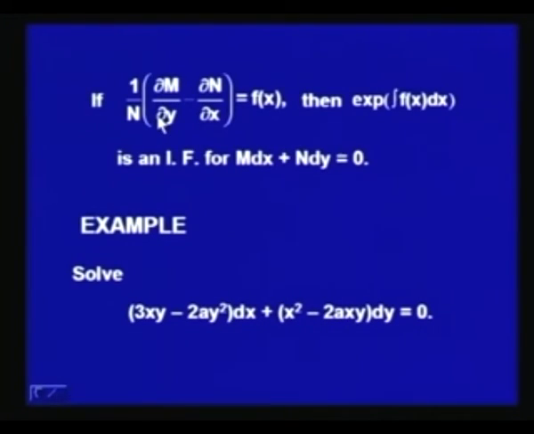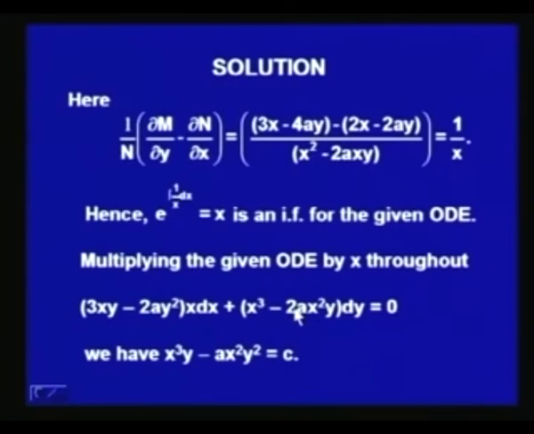Now if an ordinary differential equation is of the type where 1 over n into (delta m over delta y minus delta n over delta x) comes out to be a function of x only, then the exponential of integral f(x) dx is an integrating factor for the differential equation m dx plus n dy equal to 0. So let us take an example of a differential equation of this type. Let us consider (3xy minus 2ay square) dx plus (x square minus 2axy) dy equal to 0.